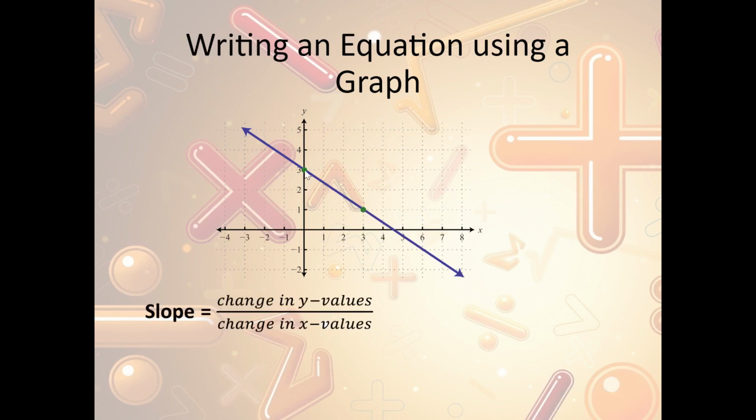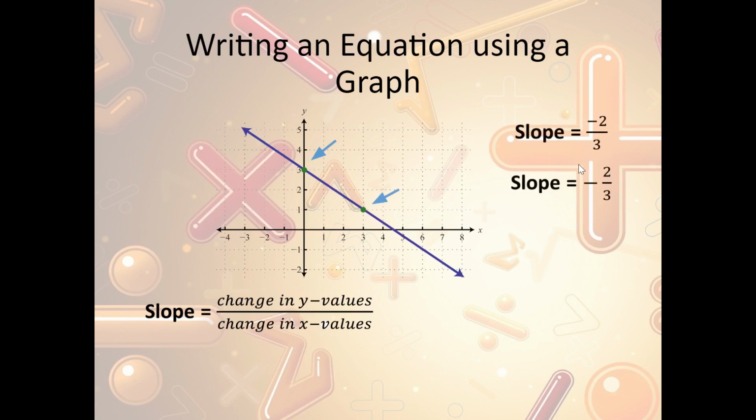And I picked this point, and I'm going to calculate the change in y. So how far down in this case did I go to get to here? Well, I went down 1, 2. So my change in y is negative 2. And I went to the right 1, 2, 3. So that's positive 3. So my change in x is 3. So it's negative 2 over 3, which is negative 2/3.